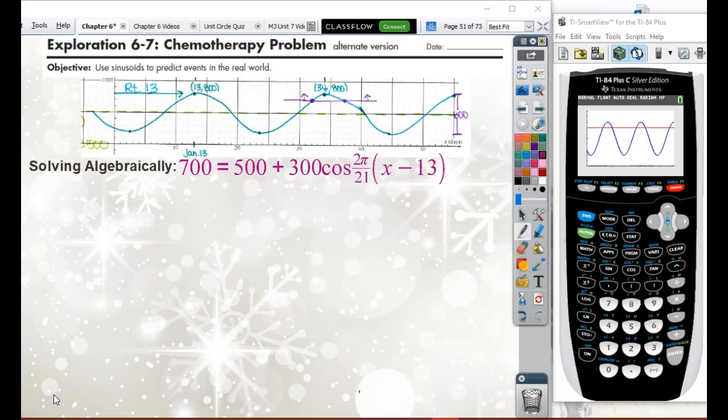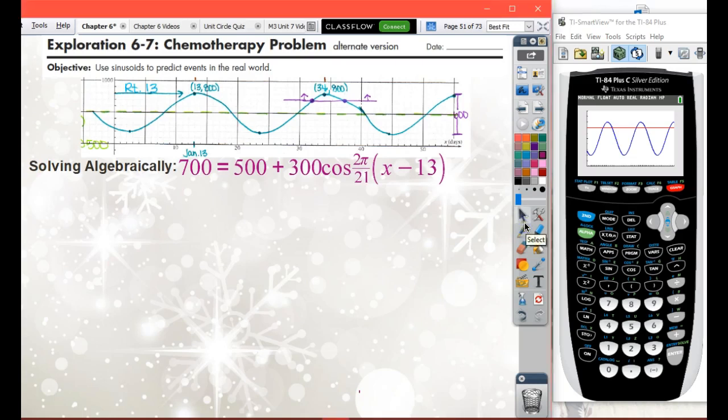You'll find this problem in Exploration 6-7. It was the chemotherapy problem that we did in class. And so I'm going to go over again how to solve it algebraically. So the first thing that I'm going to do is get the cosine function alone. And so we can use some easy algebra to subtract over the 500.